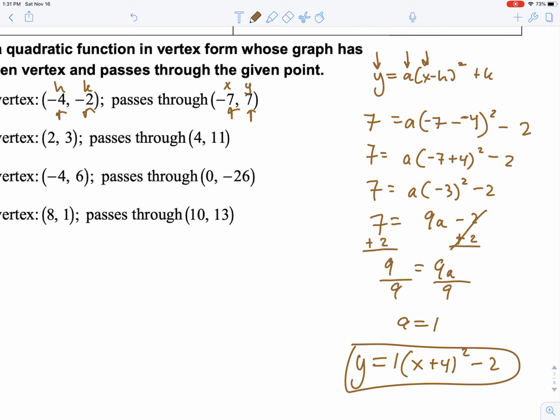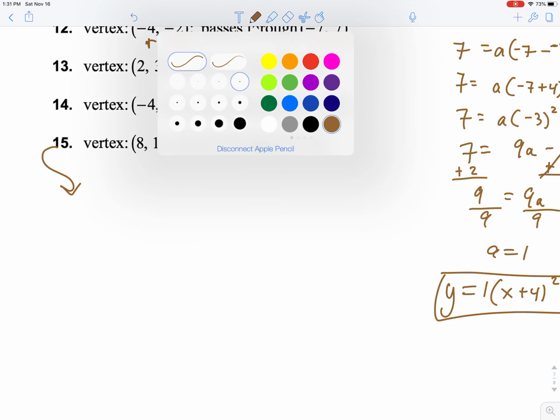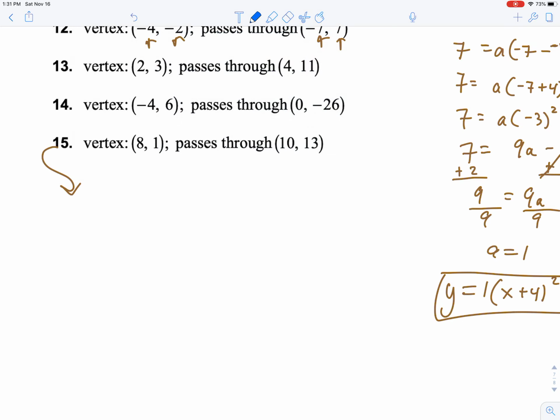All right, let's try another one. And then I'll leave the other ones for you guys just to do if you want to practice. Let's just do 15 since it's kind of conveniently there. Just a few things to note. My h is 8. My k is 1. But I don't know my a yet. All right, so we're going to have to use this and this temporarily as an x and y. So we're using it in this form here.